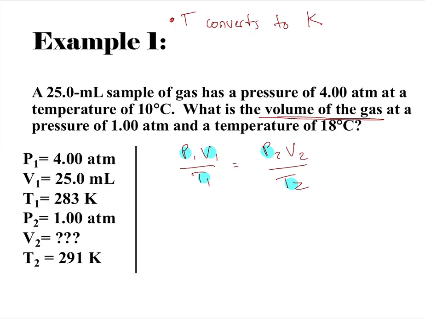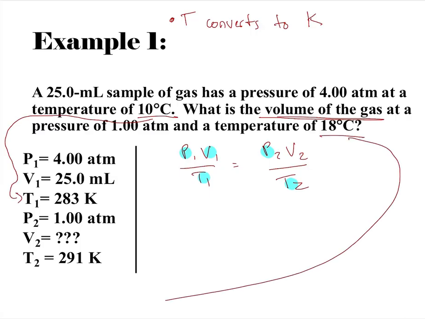Oh, I already converted it over there. But in the problem, it gives it to you in Celsius, right? So we have to convert this into Kelvin, right? So that's what those values are in Kelvin. And then after that, it's just algebra, right? So we want to solve for what again? What are we solving for? I'll highlight in red. V2, right? We want to solve for V2, right? So we're solving for this.